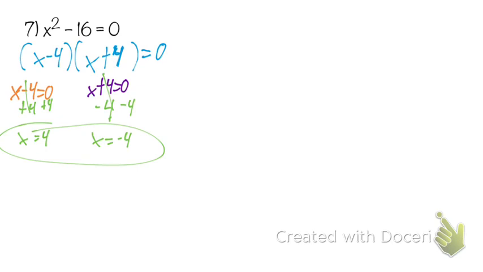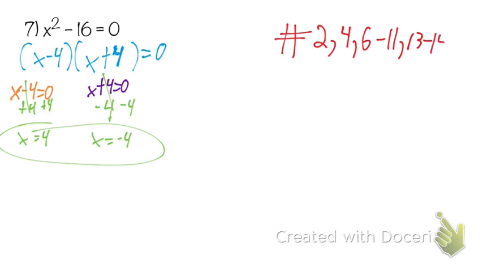For now, don't cross any out. I want you to do 2, 4, 6 through 11, as well as 13 through 14. So 13 and 14.